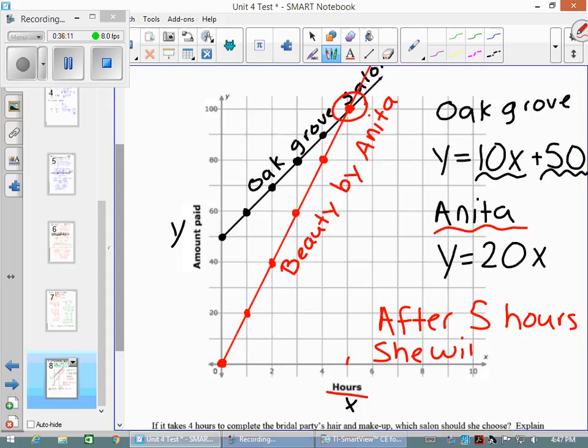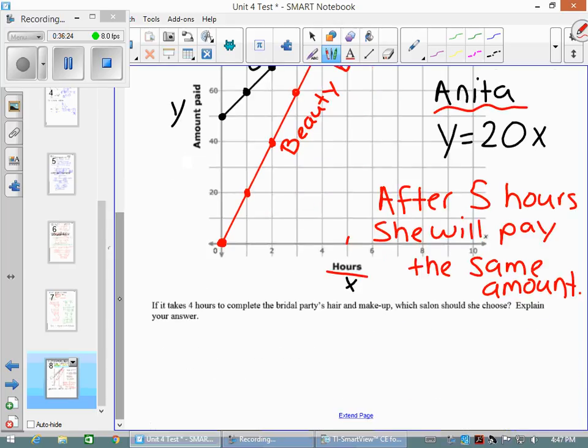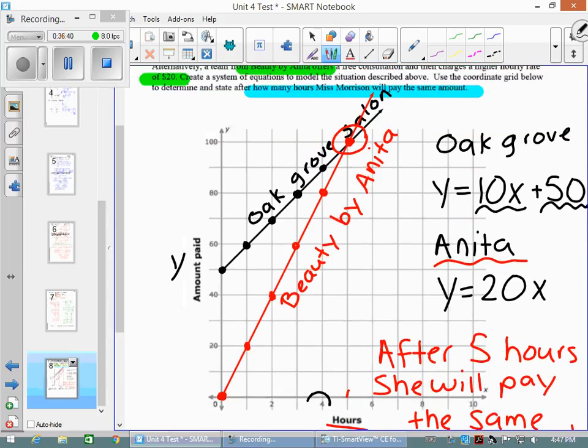Now there is a follow-up question to this. So they say if it takes 4 hours to complete the bridal party's hair and makeup, which salon should she choose? Explain your answer. There's a few different ways you can do that. If you look at your graph, after 4 hours, Beauty by Anita is $80 and Oak Grove is $90. So would you rather pay $80 or would you rather pay $90? I would rather pay less, so that would be $80.